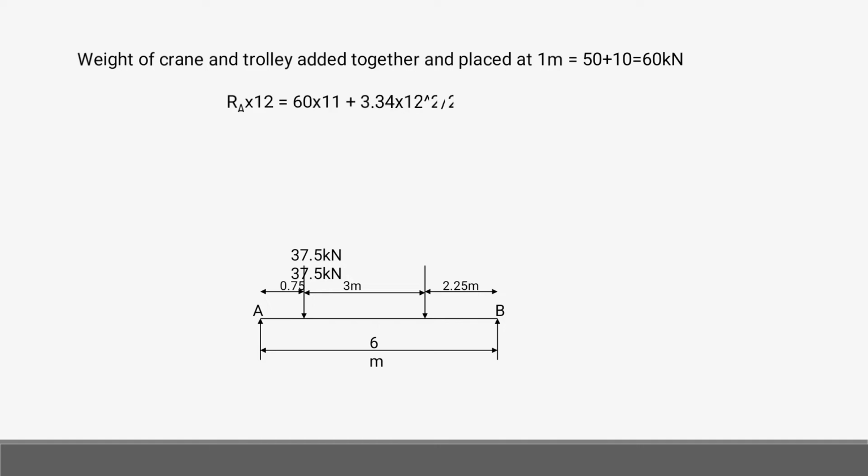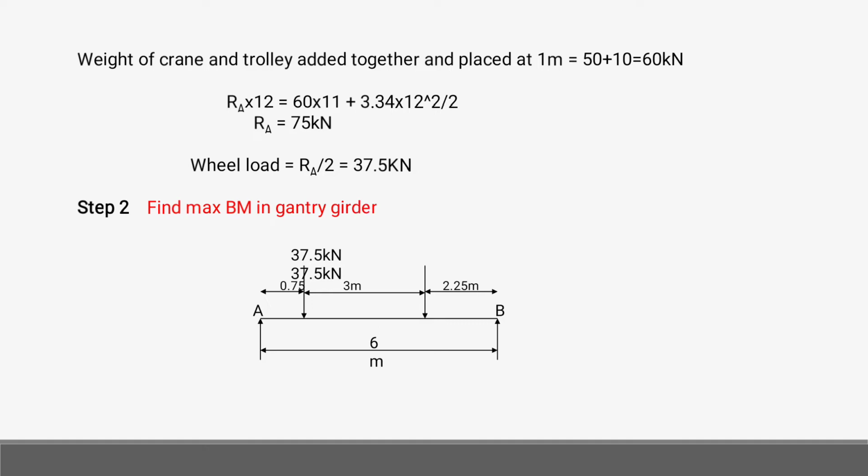See the diagram, reactions A and B, 2.25 meter on load and 0.75 meter after the load. So there is a 37.5 kilonewton. So RB into 12 minus 60 into 11 plus 3.4 into 12 square divided by 2. So RB is equal to 75 kilonewton. Then wheel load is equal to RB by 2, so 75 divided by 2 is equal to 37.5 kilonewton.